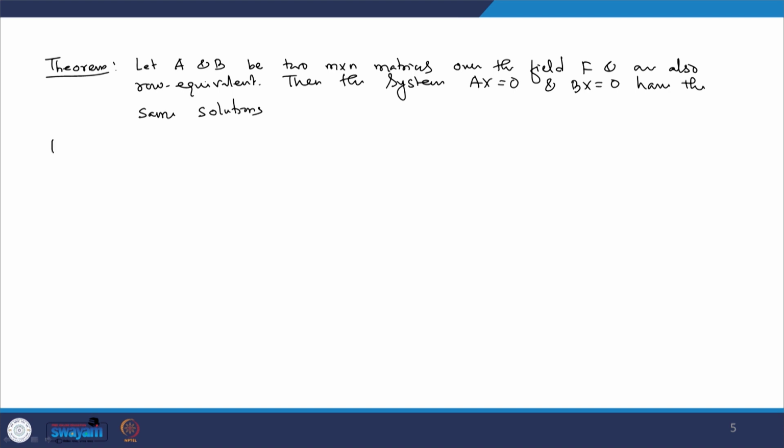See, the proof is very straightforward, it can be done like this. Let B be obtained from A by a finite number of elementary row operations.